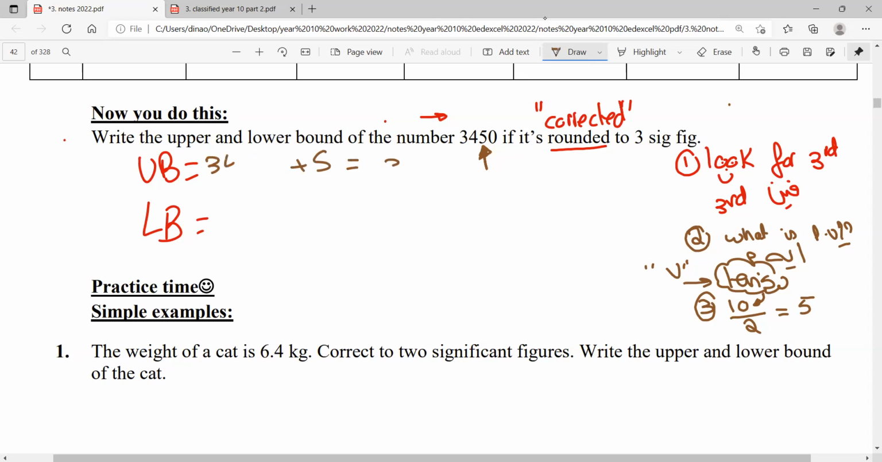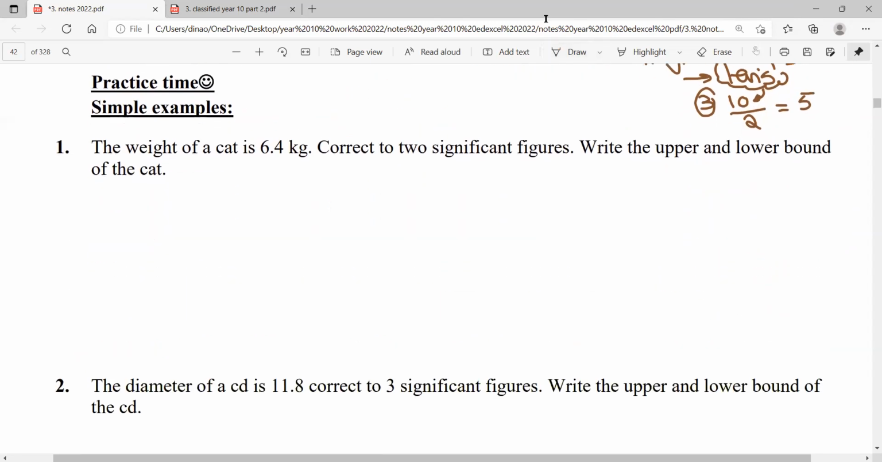3450 plus 5 will be 3455. How do I find the lower bound? Subtract 5. 3450 minus 5 will be 3445. Add 5, subtract 5.